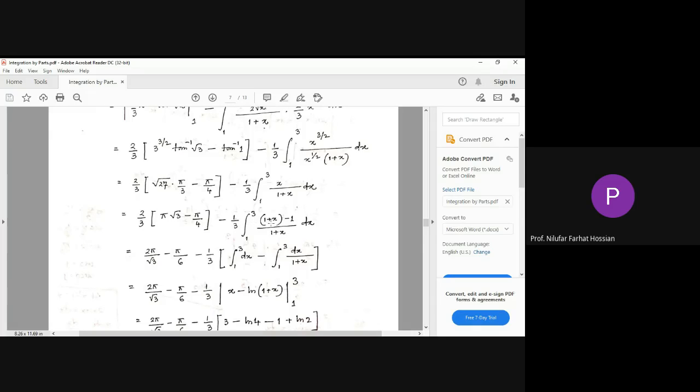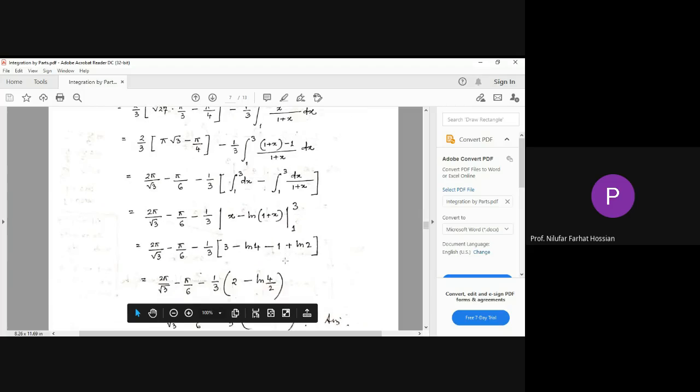The first term will be simply 1. So integral of 1 dx. And the second term will be 1 by 1 plus x. Integral 1 up to 3. So here this root 3 and this 3, after cancelling there will be root 3 in the denominator. So 2 pi divided by root 3 minus 1, 4 cancel out. So pi divided by 3 into 2, 6. And here minus 1 over 3, integration of dx, so x, and integration of 1 by 1 plus x.